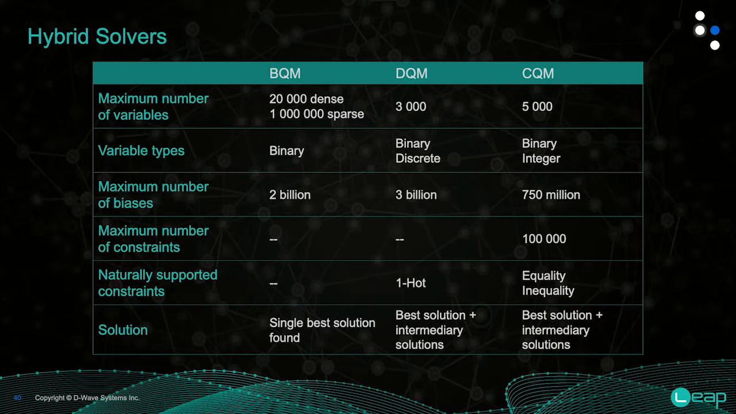We'll also see later in the example that the CQM solver, in terms of solutions returned, is similar to the DQM in that it returns the best solution found, as well as a number of intermediary solutions, which can be helpful for comparison.